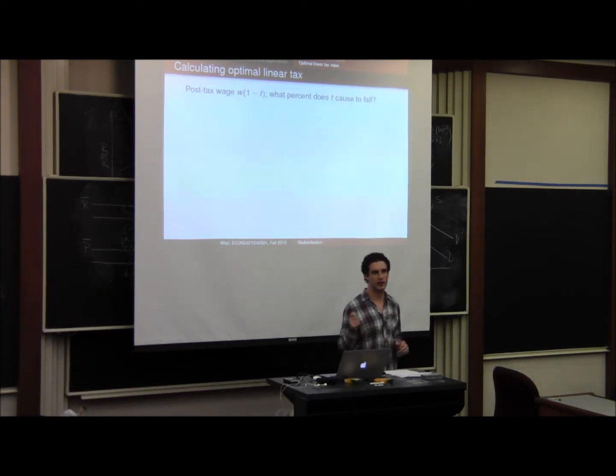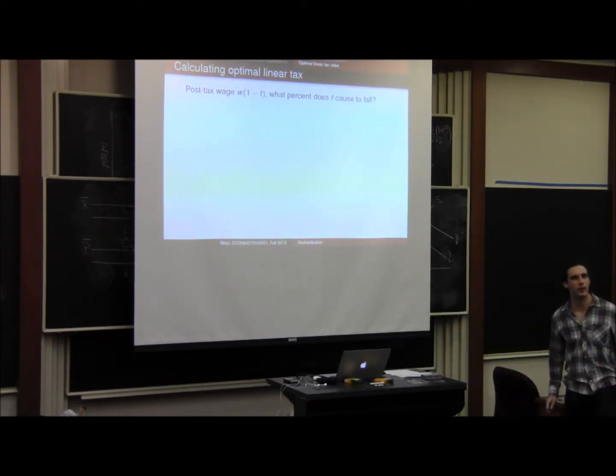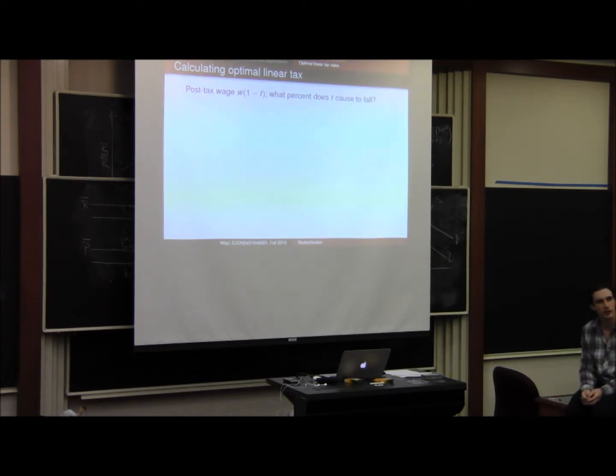Oliver, could you try to figure that out either on the board or on a piece of paper? So we said that if their post-tax wage falls by 1%, then that's going to lead their income to fall by epsilon percent. So what would a 1 percentage point change in taxes cause their income to fall by? So a 1% change in your post-tax earnings causes your income to fall by epsilon percent. Yeah. And so if I have a 1 percentage point change in the tax rate, how much is that going to cause? It's going to cause your post-tax earnings to fall by tau, isn't it? So just the tau.